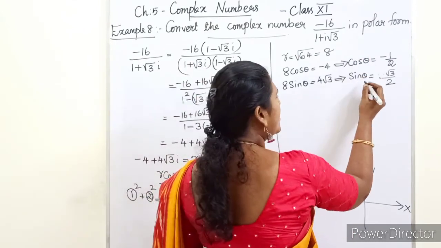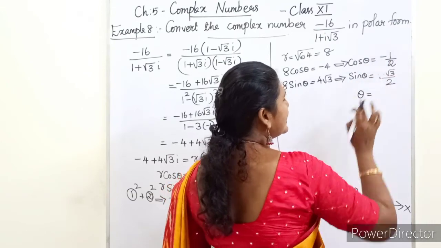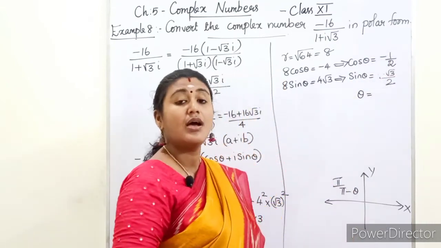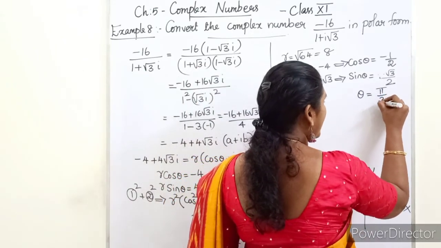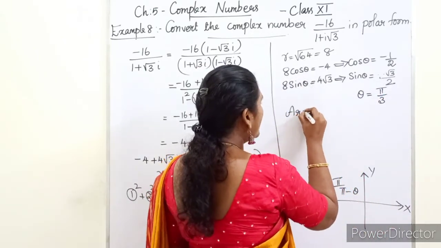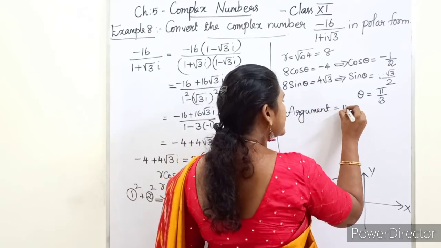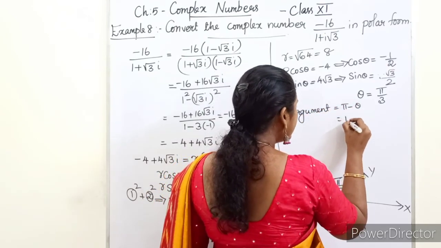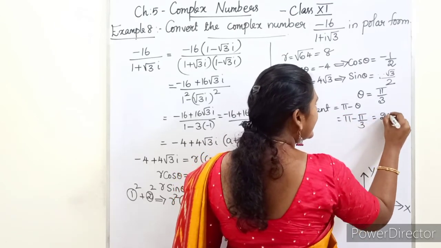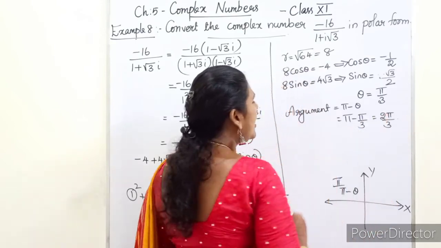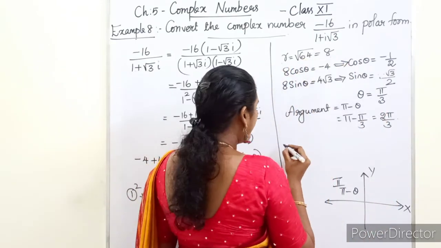So first we will find out the value of theta. For which angle is the cos value 1 by 2 and the sin value root 3 by 2? Pi by 3, that is 60 degrees. So theta we will get as pi by 3. Now we will find out the argument. So the argument is equal to pi minus theta, that is pi minus pi by 3. When you simplify, you will get 2 pi by 3. So we got the argument as 2 pi by 3 and the value of r is equal to 8.